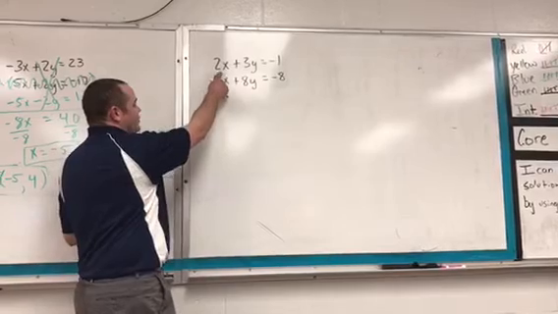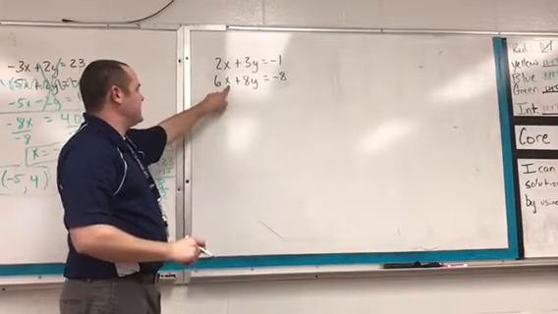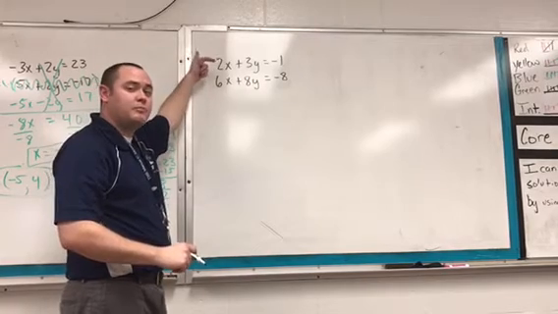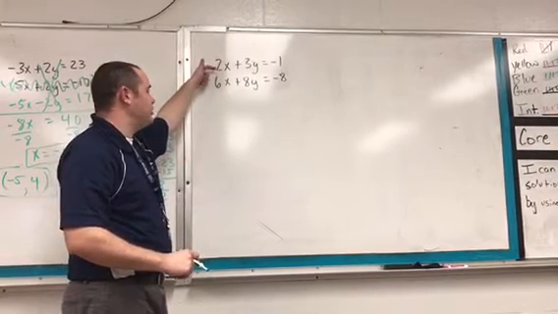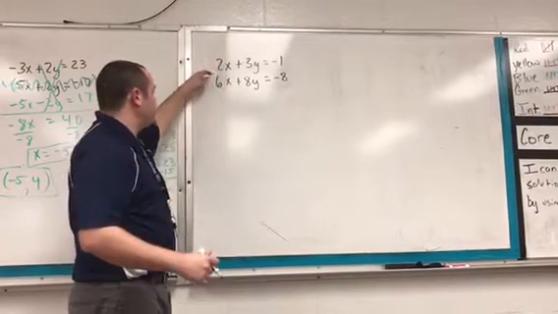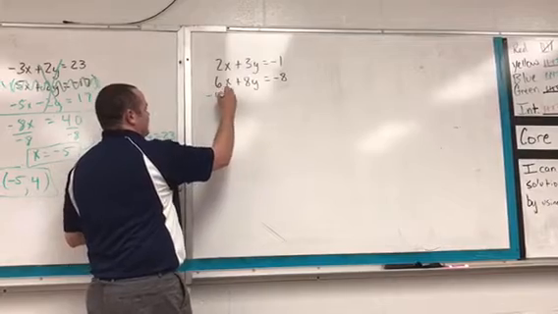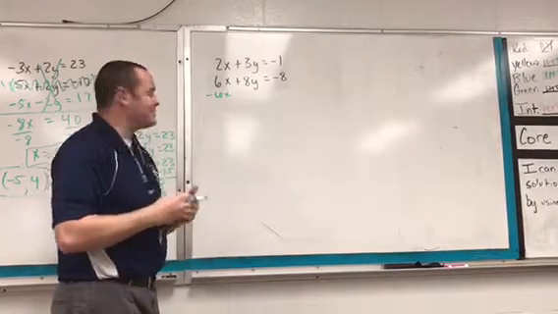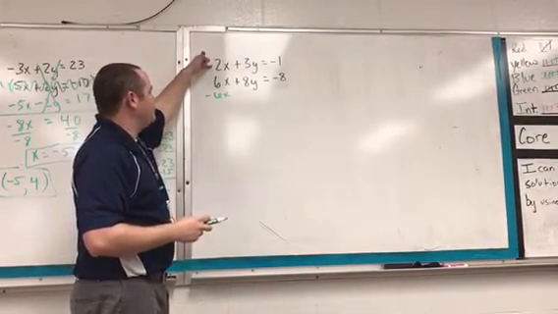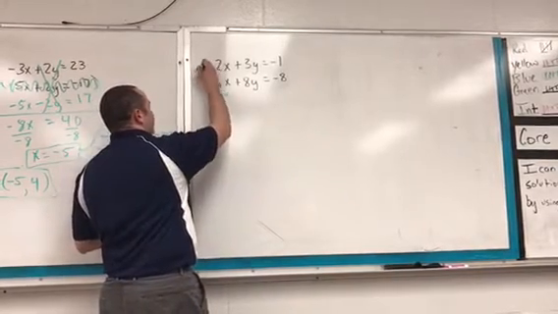So if I want to cancel out my x's, if this is a 6x, we typically want to take our smaller number that's attached to the variable and multiply it to match the bigger one. So if this is positive 6x, I need this to be a negative 6x. So then I have to ask myself, how do I turn 2 into negative 6? Well, I know that I have to multiply it by negative 3.